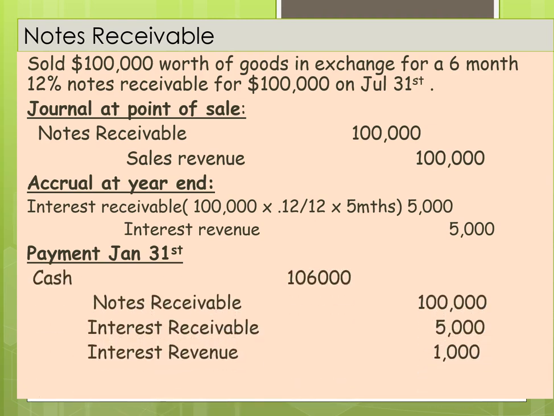And then when the actual payment was made, we would book our cash, take our receivable off the books, take our interest receivable off the books, and book 1 month's interest revenue.